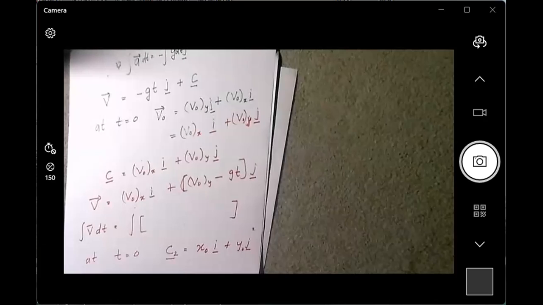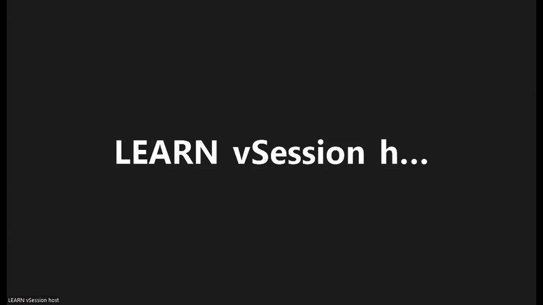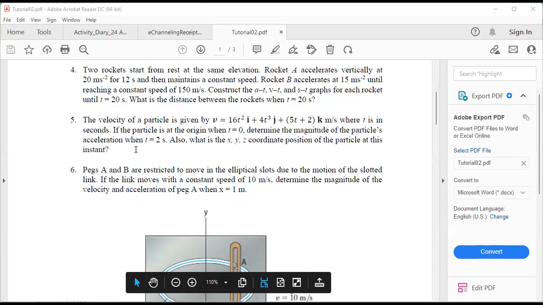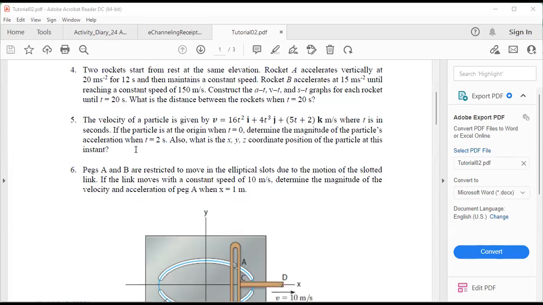Let's open tutorial number 2 and try question number 5, which is this one. Question number 5. Can you try it on your own?